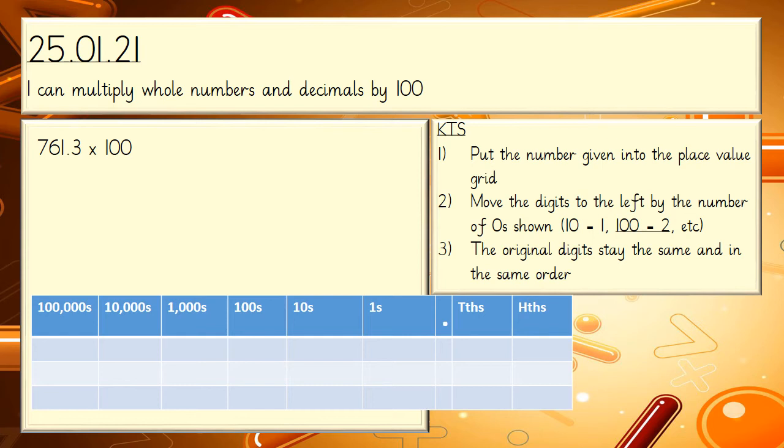Pause the video here and have a go at this example on the board. What's 761.3 multiplied by 100? First of all, put the 761 into your place value grid and the 0.3. Then moving it 2 places to the left, and then keeping the digits in the same order. But now I've got no digit in the ones column, so you need that 0 there, and then the decimal point, and you have no tenths. Therefore, the answer is 76,130.